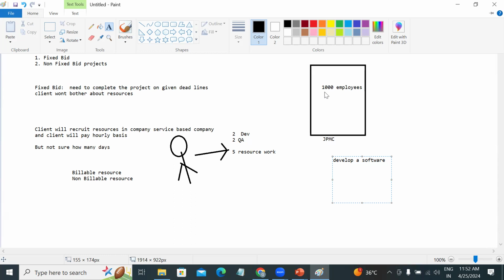Okay, so here I explained only 1,000 employees. But in my company, we have around 150,000 employees throughout the world. So ours is a product-based company, banking domain.